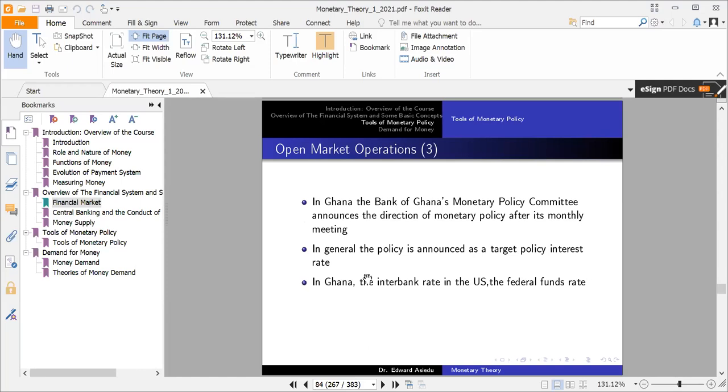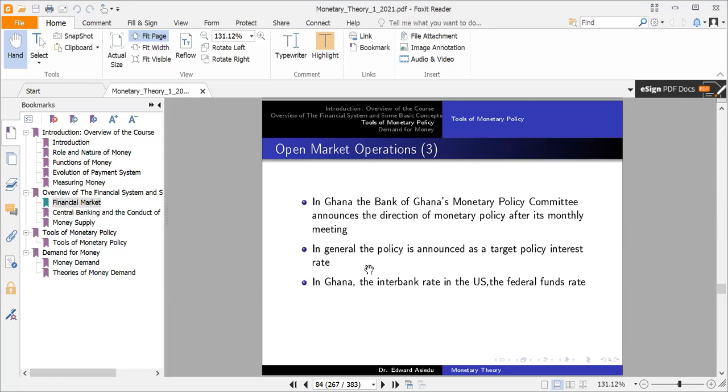Let me try to wrap this up in the next 10 minutes. In Ghana, the Bank of Ghana Monetary Policy Committee announces the direction of monetary policy after every month's meeting. The direction will be, what do we do this month? Do we put in policies to increase the money supply to reduce interest rates in the market, or do we reduce money supply to increase rates? Every month, looking at the macroeconomic settings, they will announce the direction. So they will say that the policy rate has been reduced.